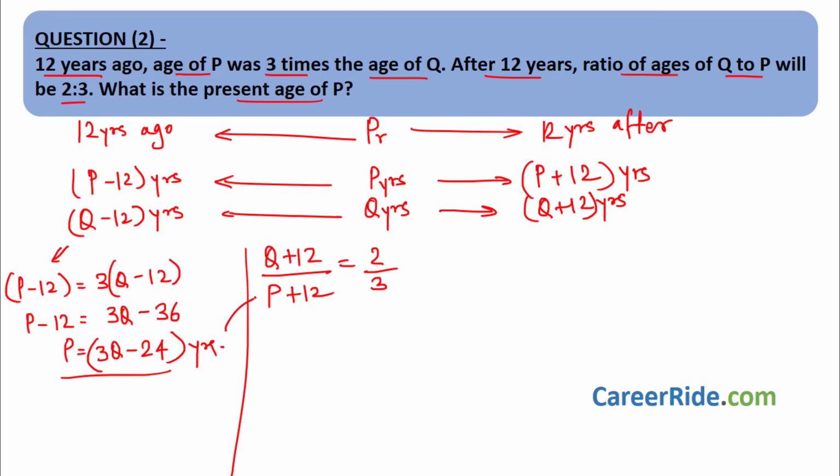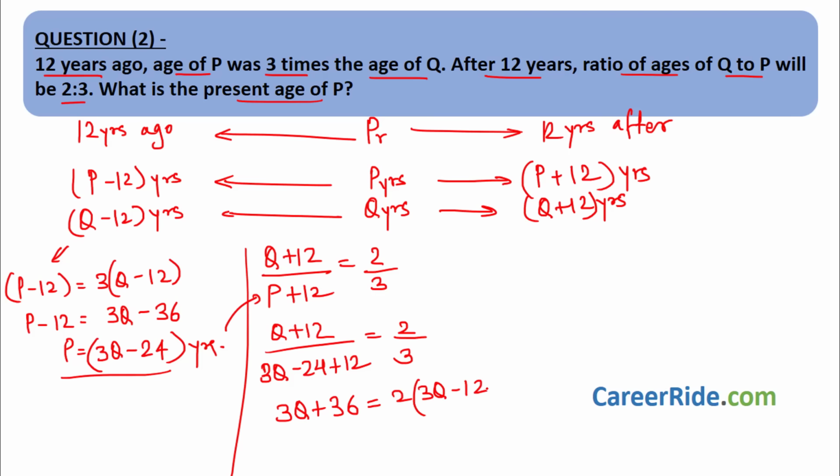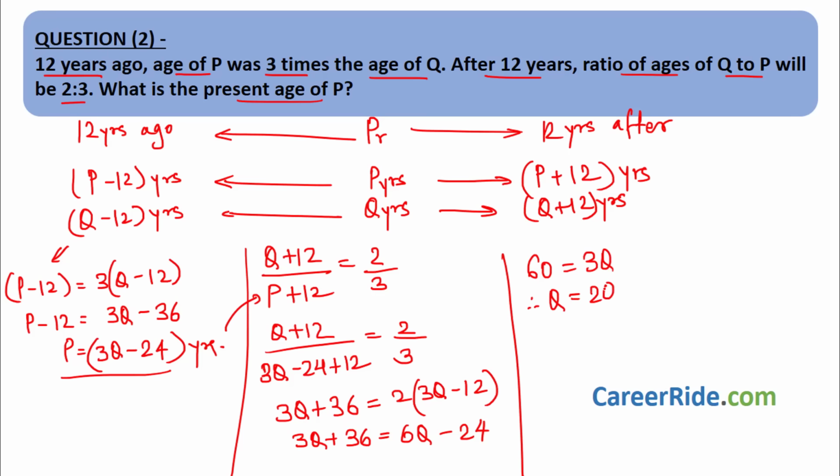Now we know the value of P. Let's substitute. What do we get? Q plus 12 upon 3Q minus 24 plus 12 equals 2 upon 3. We get 3 times Q plus 12, that is 3Q plus 36, equals 2 times 3Q minus 12, that is 6Q minus 24. Let's solve it over here. We get 36 plus 24, which is 60, equals 6Q minus 3Q, which is 3Q, and therefore the value of Q is 20 years.